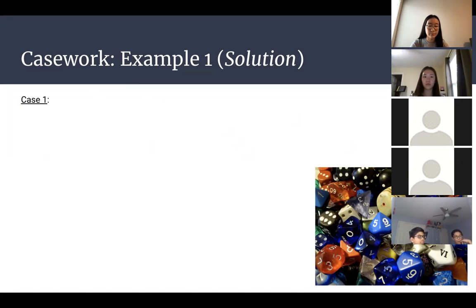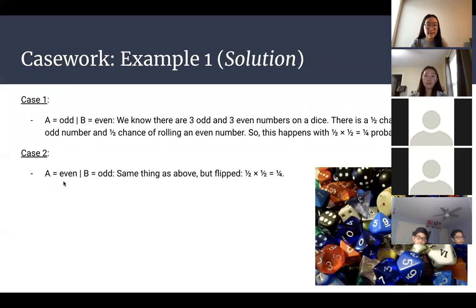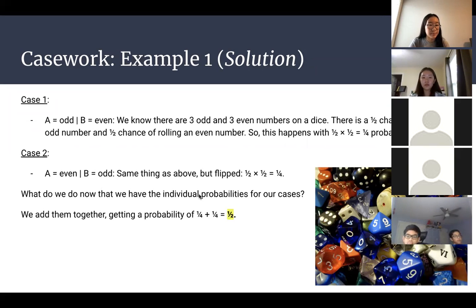So the solution for this, we're going to calculate the first case where A is odd and B is even. We know that there's 3 odd numbers and 3 even numbers on a dice. And so there's going to be a 1/2 chance of rolling each of those. So 1/2 chance of rolling odd for the first one, 1/2 chance for rolling even on the second one, and that's going to get a 1/4 probability. So our second case is just the same thing but flipped. A is even, B is odd, and the same probability is going to be there, 1/4. Now that we have those individual probabilities, we add them together because they're basically the same event. The sum is going to be odd, and that's going to get us 1/2.